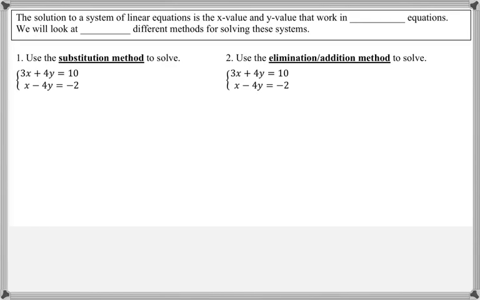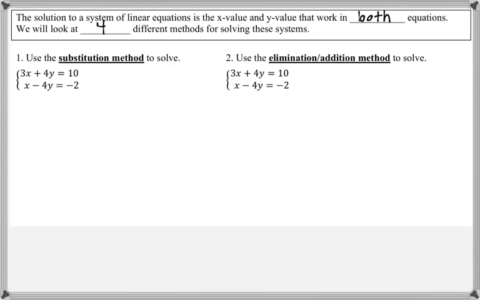Sections 9.1 and 9.2 are on systems of linear equations. So the solution to a system of linear equations is the x value and the y value that work in both equations. And we're going to be looking at 4 different methods for solving these systems. So I actually want to look at just one system of equations and then solve it by all 4 methods. So we should get the same answer every single time.